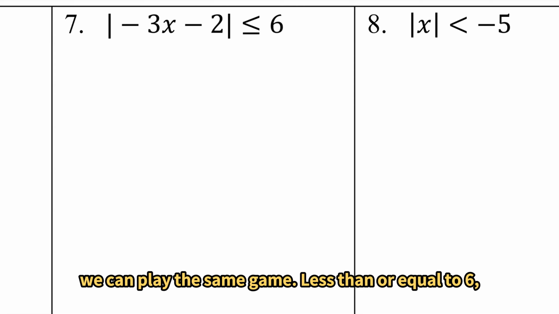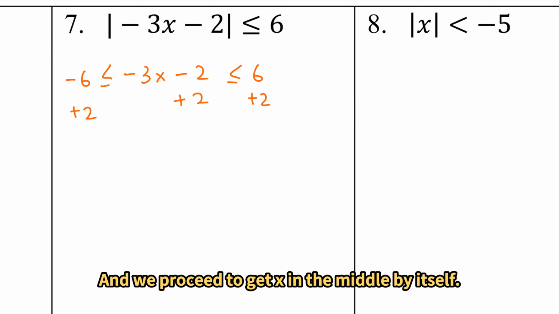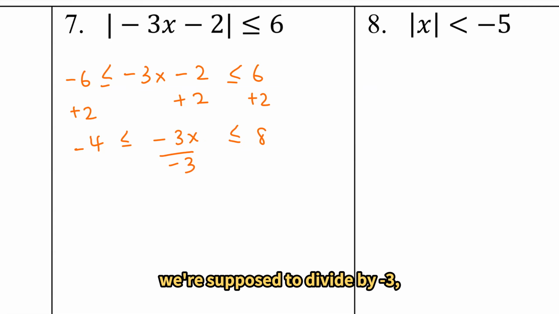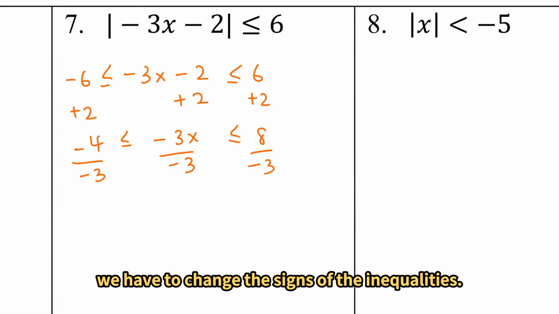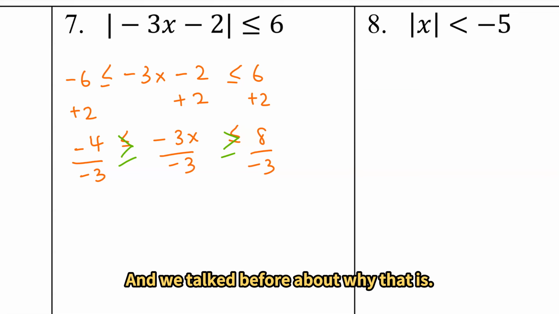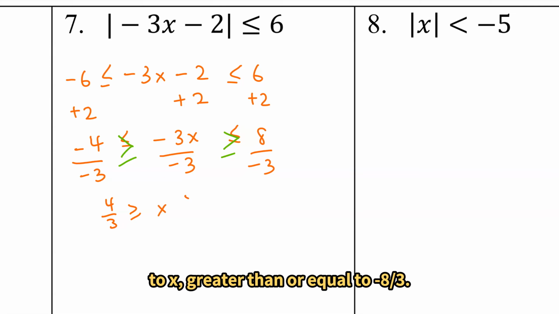Looking at number 7, we can play the same game, less than or equal to 6, negative 6 over on the other side, in the middle, negative 3x minus 2, and we proceed to get x in the middle by itself. At this step, we're supposed to divide by negative 3, but when we divide by negative 3, we have to change the signs of the inequalities. We're not allowed to keep them the way they are, and we've talked before about why that is. So we end up with 4/3 greater than or equal to x greater than or equal to negative 8/3.